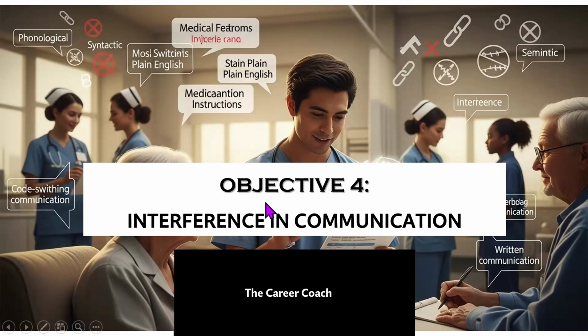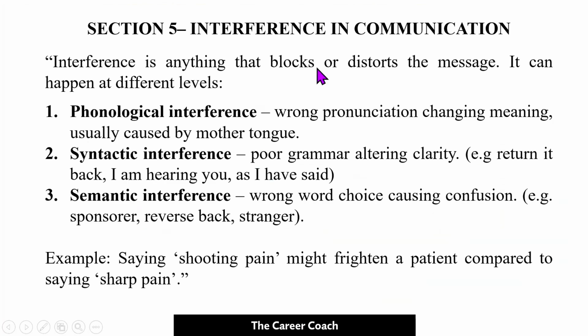Objective 4. We want to look at interference in communication. Interference is anything that blocks or distorts the message. It can happen at different levels. Interference can happen at a phonological level, it can happen at a syntactic level, or a semantic level. If it happens at a phonological level, it is called phonological interference. Phonological interference changes the meaning of a word or a statement. That is phonological interference. It is usually caused by mother tongue.